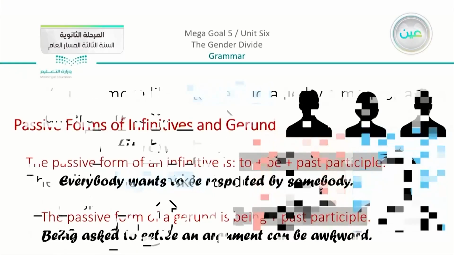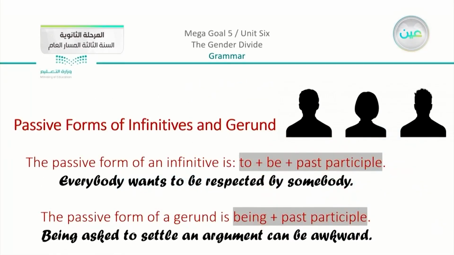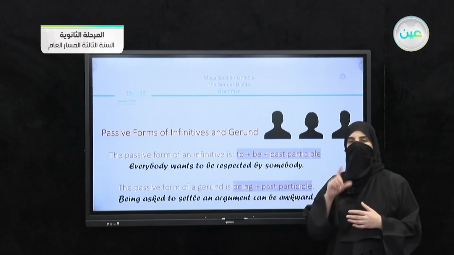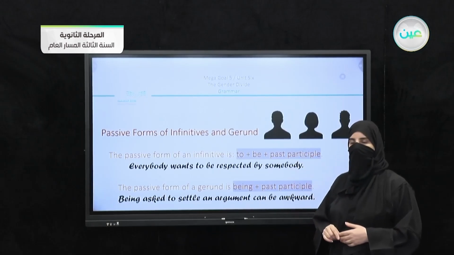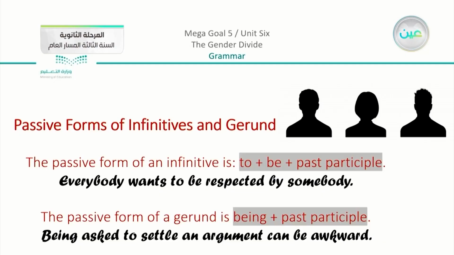So, moving on, we have here passive forms of infinitives and gerunds. The passive form of an infinitive is to use "to," because we are dealing with the infinitive, but specifically with the verb be and the past participle. For example, we have here, everybody wants to be respected by somebody. We have here, wants to be respected.